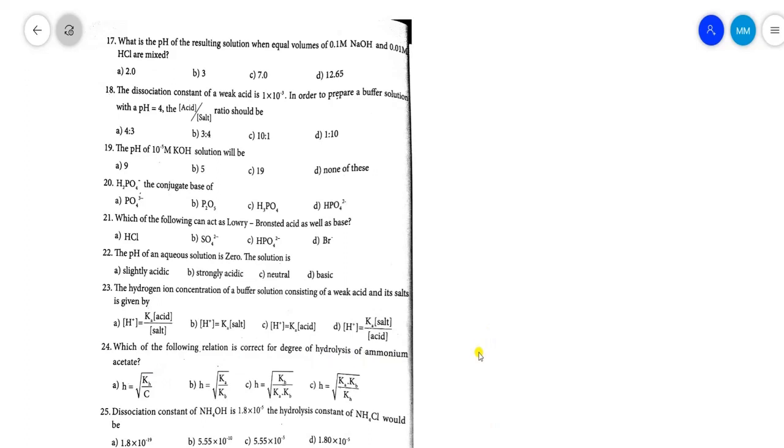Question number 24. Which of the following relations is correct for the degree of hydrolysis of ammonium acetate? Ammonium acetate is a salt of a weak acid and a weak base. Ka into Kb into Kh is equal to Kw, so Kh is equal to Kw divided by Ka into Kb. So it is the hydrolysis constant. For the degree of hydrolysis, it is the square root of Kh, and so it is the square root of Kw divided by Ka into Kb. So the answer is C.